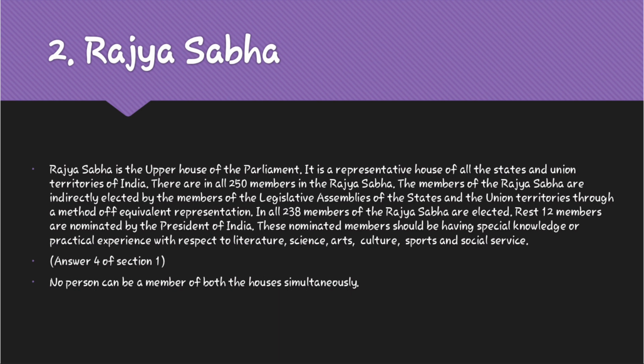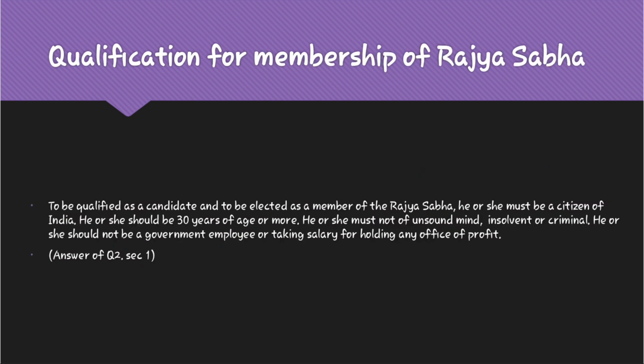Membership in both houses will not be given to anyone. Okay. Next point, qualification of membership of Rajya Sabha. The same we have discussed for the qualifications for the membership of Lok Sabha. The same thing, only the difference is in the criteria of age. In Lok Sabha, a person should be 25 years or more, but in Rajya Sabha, a candidate should be 30 years or more. Rest all the points are the same.